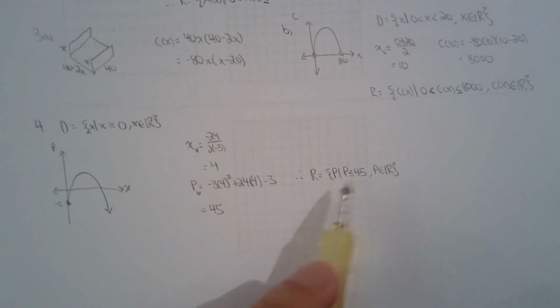So I don't know what your profit is exactly, but it's going to be less than or equal to 45. Which is actually really sad because the best case scenario is $4,500. It won't get any better than that. All right, so there's your answers for practical domain and range.